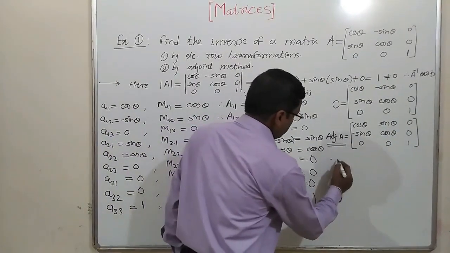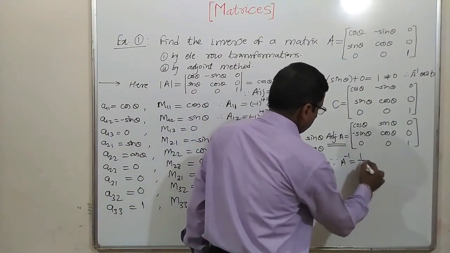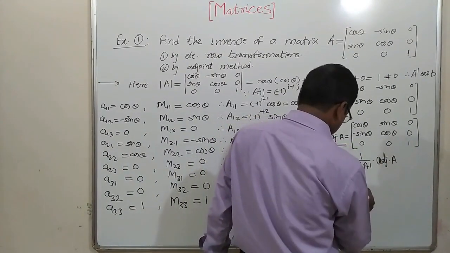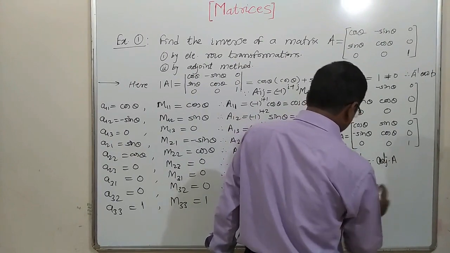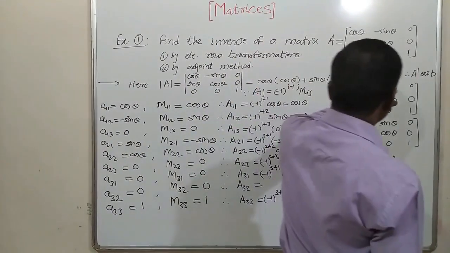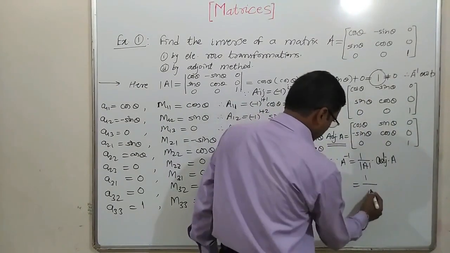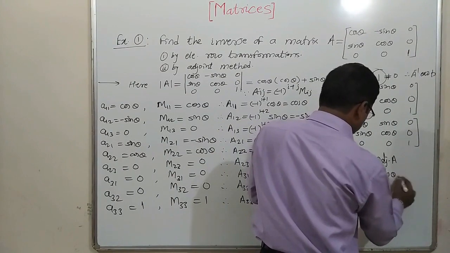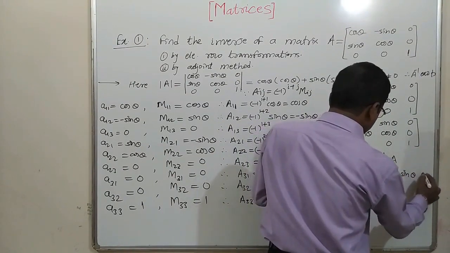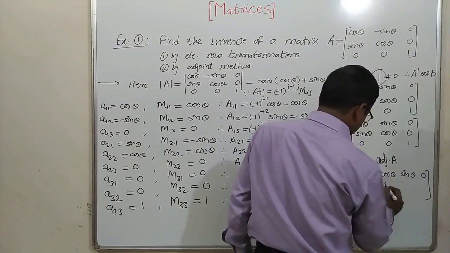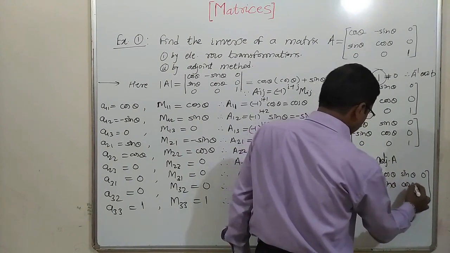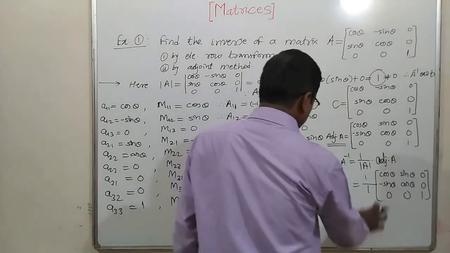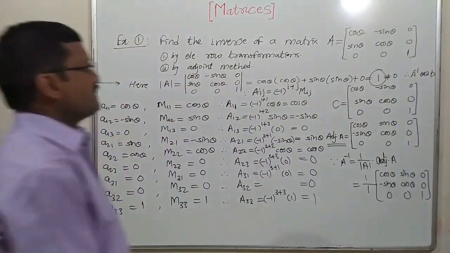Now since A inverse equal to 1 upon determinant of A into adjoint of A, so we get A inverse equal to, determinant of A is 1, so 1 upon 1 into the same adjoint matrix, that is cos theta, sin theta 0, minus sin theta, cos theta 0, last 0 0 1. So this 1 upon 1 is 1, so we get the same answer.